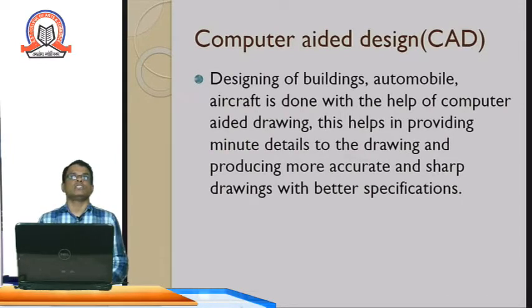Now the first application is computer aided design. Designing of building, automobile, aircraft is done with the help of computer aided drawings. This helps in providing minute details to the drawing and producing more accurate and sharp drawing with better specification. Whenever these buildings are getting constructed, we have to create their diagrams on paper. For that type of designing we can use computer aided design, that is CAD software, and with the help of that software we design building designs as well as automobile and aircraft designs.